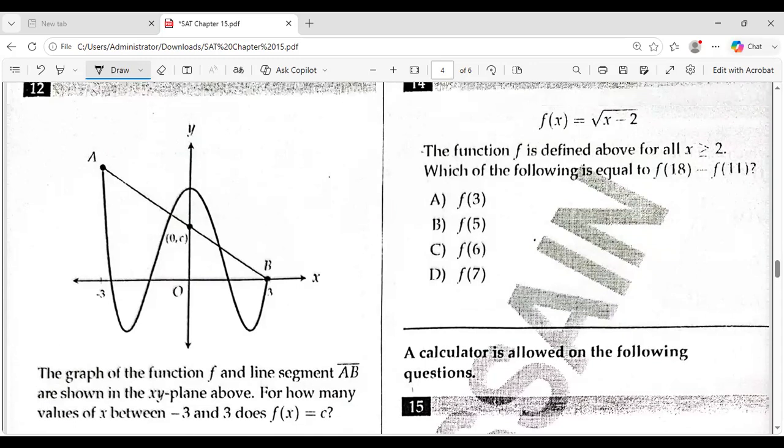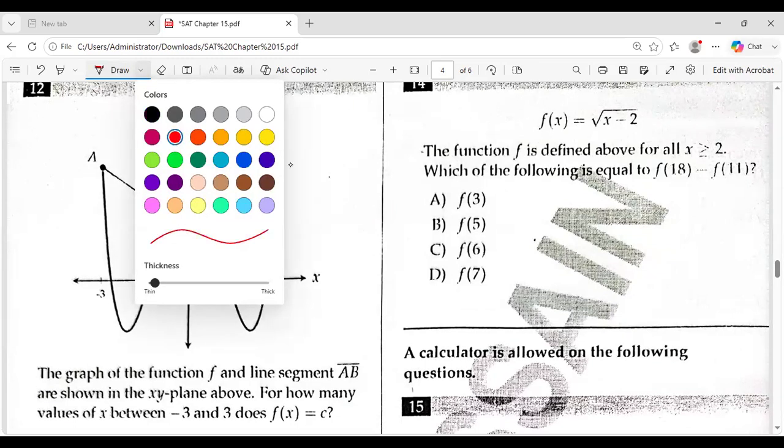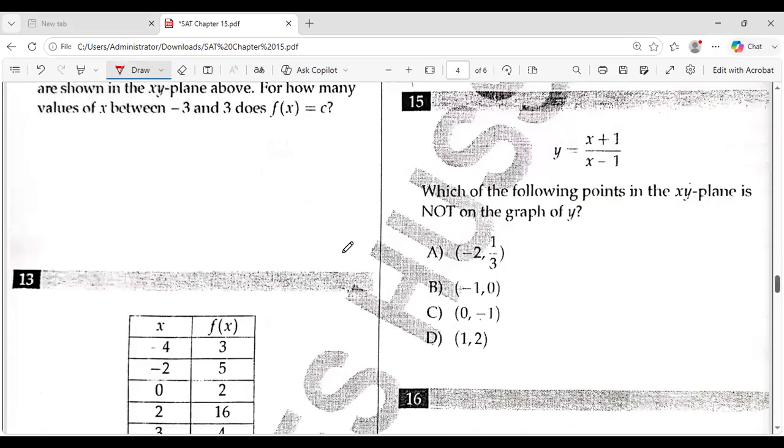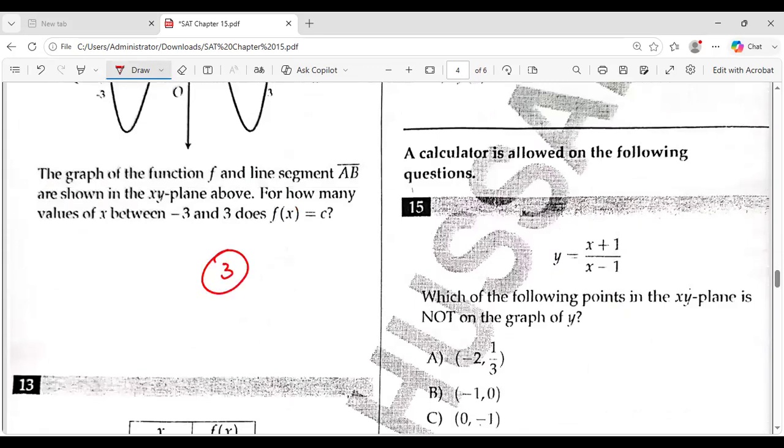I think it should be 3. No, it should be 3. Why 3? You just make a straight line at the C point, and then you get 3 intersections. Okay, the thing is, you just need to make a horizontal line and see at how many points this line is intersecting the curves. There are 3 different points at which the line is intersecting the curve. This is 2 and this is 3. There are 3. Absolutely.